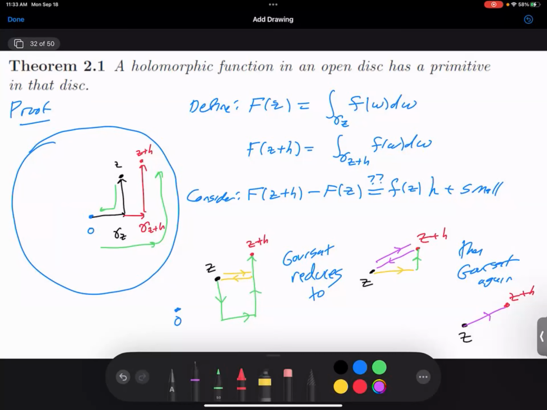Conjugation. So what I would suggest you do is try to see if you can define a primitive for the function that's either the absolute value of z or the complex conjugate of z. See if this works. What do you think the answer is going to be?